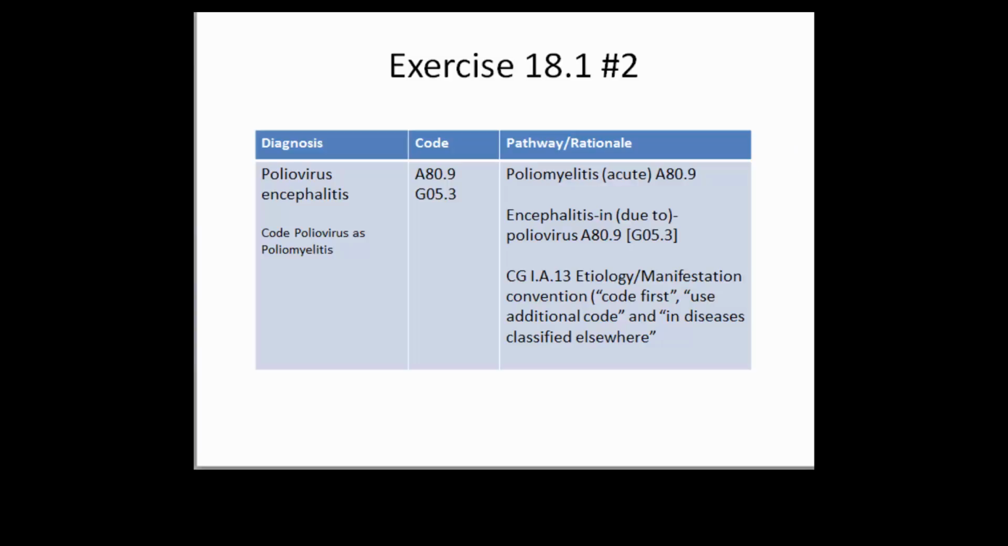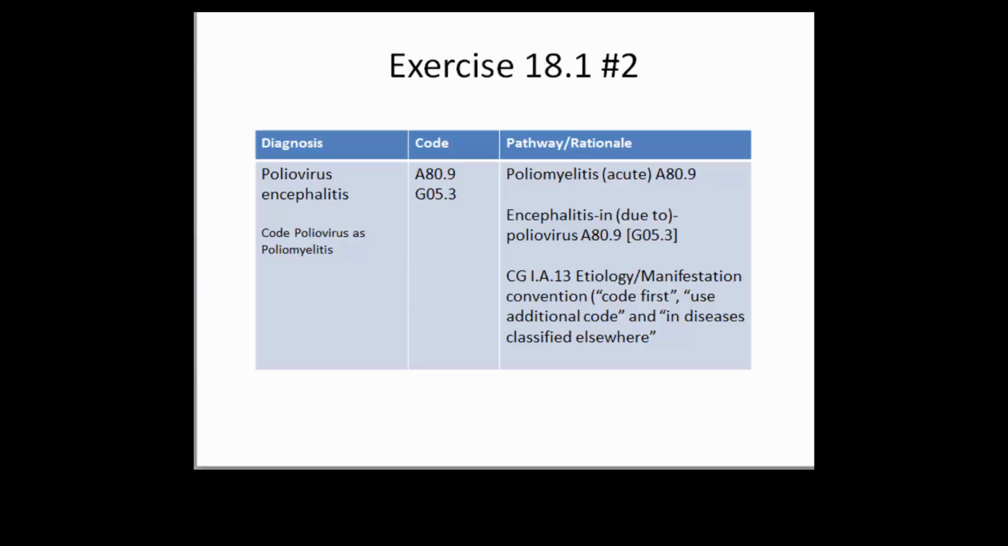Okay, let's look at exercise 18.1 number 2, and this is a poliovirus encephalitis. And I made you a little note here. You code the poliovirus as poliomyelitis. The more you're in the code book, and this is why I encourage you to just be in it as much as you can, because you're going to see times when certain words are always used in place of another word, and the same words are not always used in the medical record as they are in the code book. So you learn what to look for. This is one example where poliovirus would be coded as poliomyelitis.